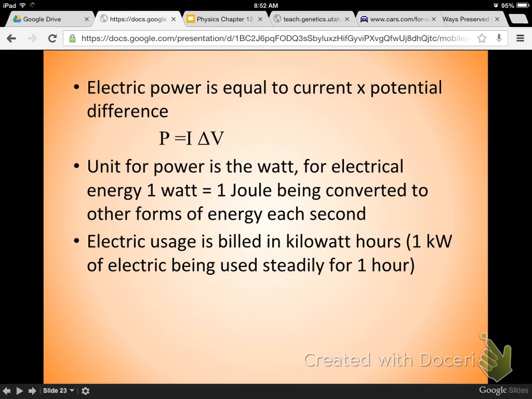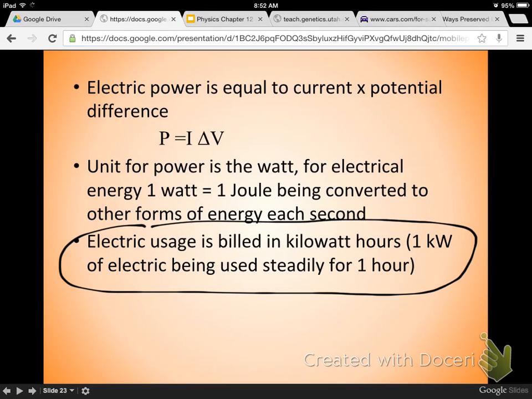Okay, so this is a little bit more about electric power. As I said, you don't get electric bills. When your parents get electric bills, ask to see an electric bill. The billing is actually in power, so it's in kilowatt hours, and a kilowatt hour is 1,000 watts of power being used steadily for an hour.